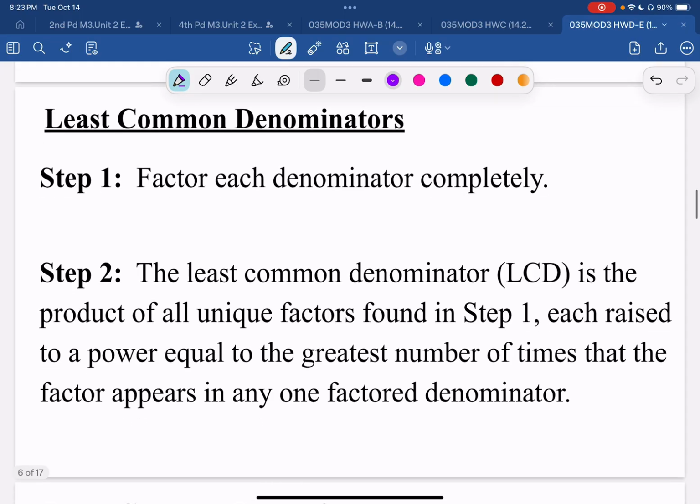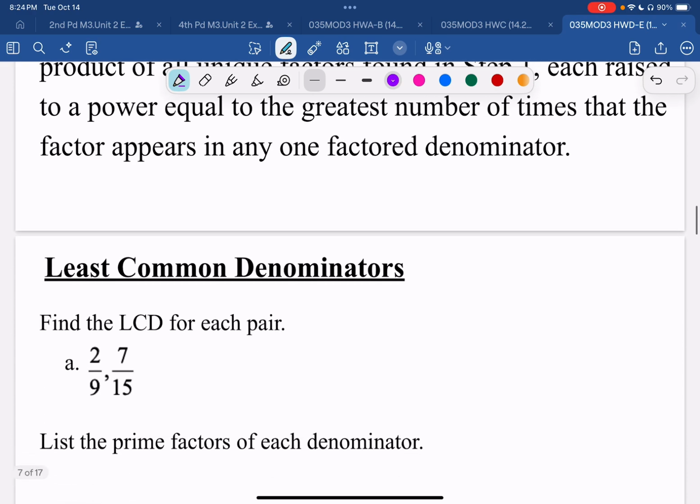So the first step is to factor. There's a lot of factoring involved here. We're going to factor the denominators completely. Notice I said factor the denominators. That's all we're focused on. The next step is the least common denominator. We're going to call that the LCD. It is the product, remember product is multiplication, of all unique factors that we found in step 1. Each of them is going to be raised to a power equal to the greatest number of times that factor appears in any one factored denominator. It sounds a lot worse than it is. Let me show you what I mean.